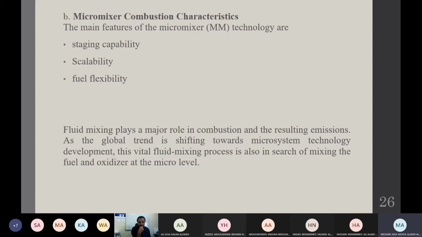Okay, the main features of this burner are the staging capability, scale capability and fuel flexibility. The fuel mixer plays a major role in the combustion, affecting the emissions. As the global trend shifts toward micro technology development, the fuel mixing process is also researched, mixing the fuel and oxidizer at the micro level.